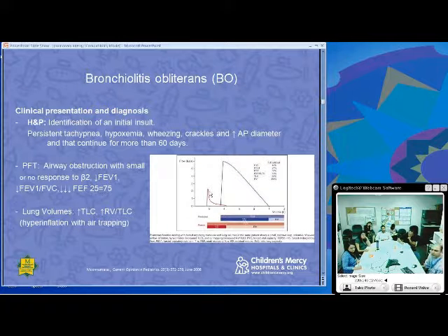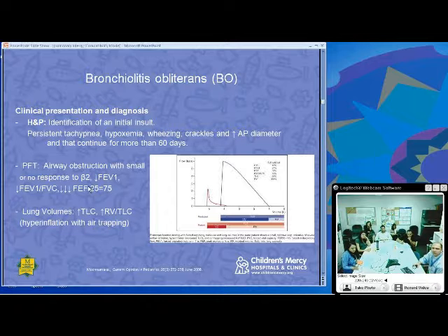The clinical presentation: typically we're going to have a history of either adenovirus, or a patient status post-transplant, or a patient with hypersensitivity pneumonitis who has persistent tachypnea, hypoxemia, persistent expiratory wheezes, and may have crackles. There are signs of air trapping. So in the X-ray, you're going to see an increase in the AP diameter with hyperinflation. In the CT, you may see areas of a mosaic pattern with hyperinflation, and I think we have an example later.